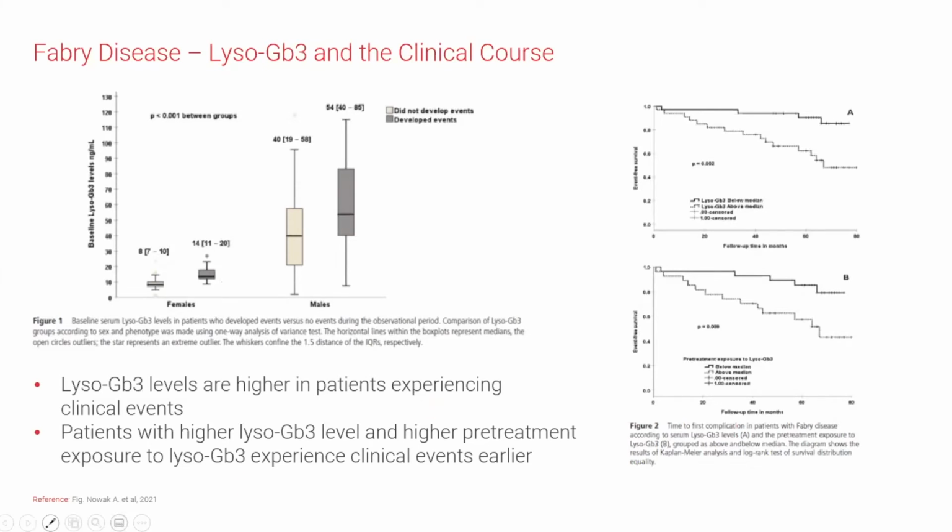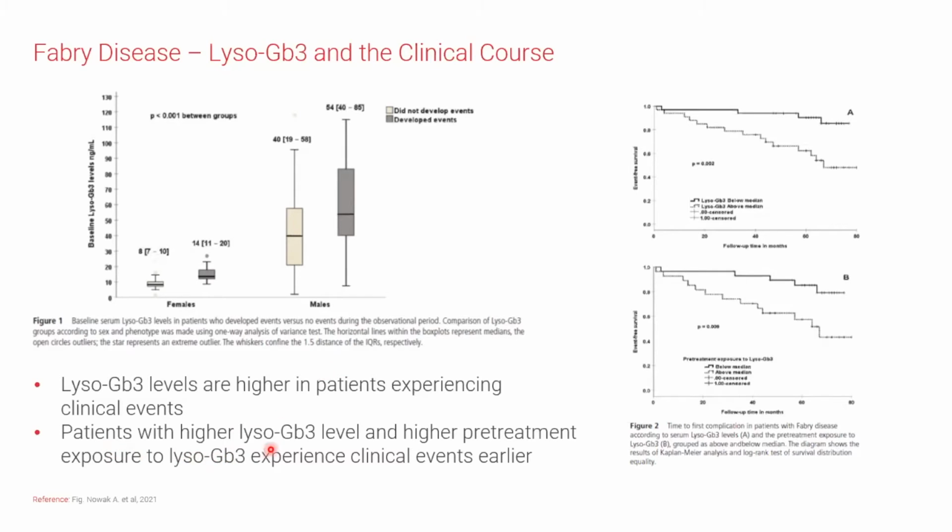In a recent paper by Albina Novak earlier this year, she could show that lyso-GB3 levels are higher in patients experiencing clinical events. You can see it here for females, here for males. The light gray bars are patients who did not develop clinical events, while the dark gray bars represent patients developing clinical events, and they got higher values of lyso-GB3.